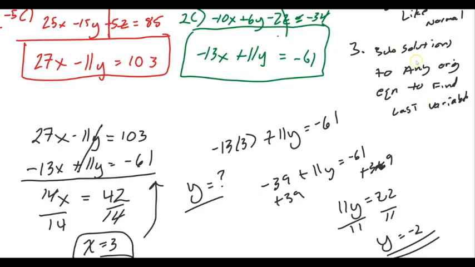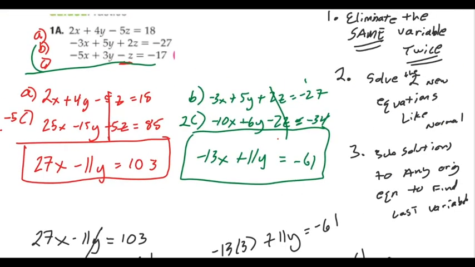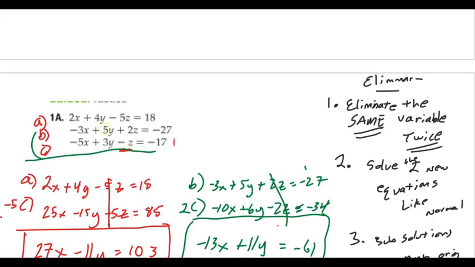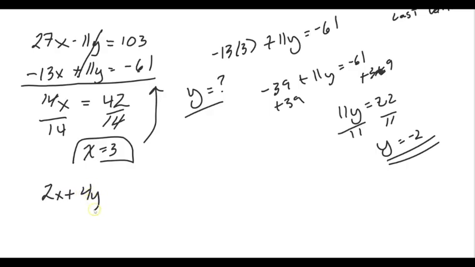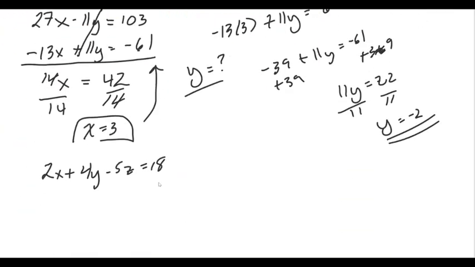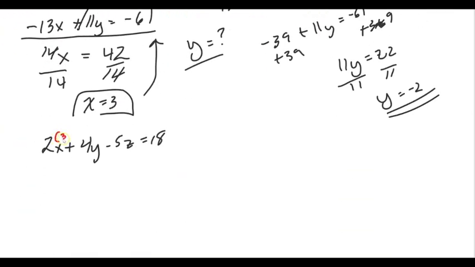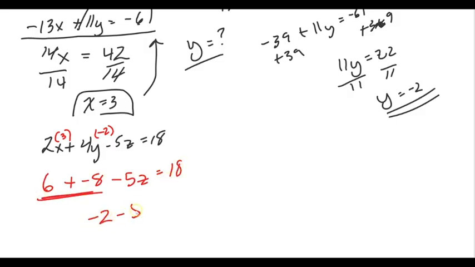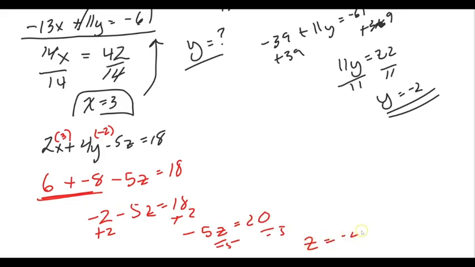The last thing I gotta do is sub those solutions into any original equation to find the last variable. You plug it into any one you want that has a z, and then you can find the last one. I'm gonna plug it into the top one, 2x plus 4y minus 5z equals positive 18, I think. Double check. Yeah. And then all we gotta do here is solve it normal. Sub in the 3, sub in the negative 2. I get 6 plus negative 8 minus 5z equals 18. These are on the same side, so I just add: negative 2 minus 5z equals 18. Add the 2. Negative 5z equals 20. Divide by 5. z equals negative 4.